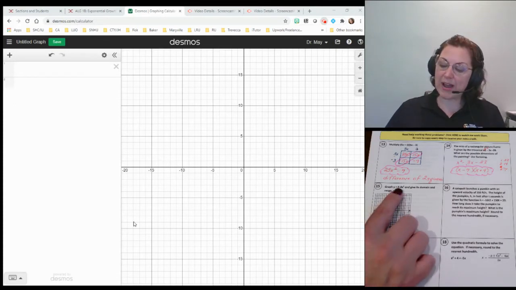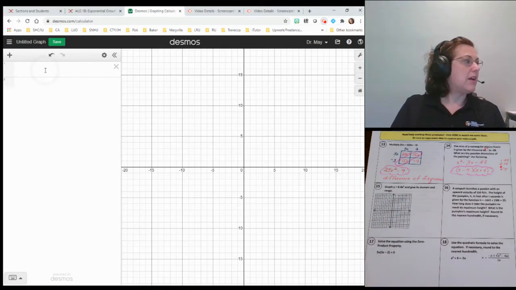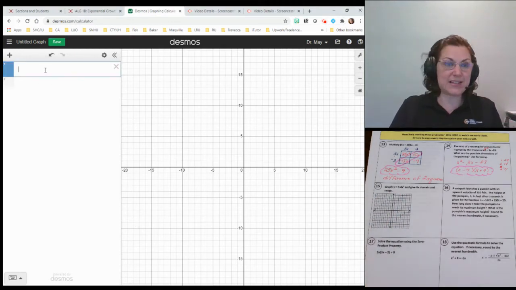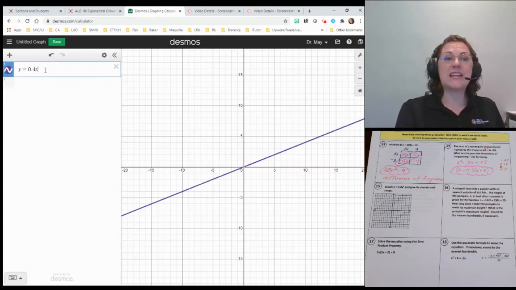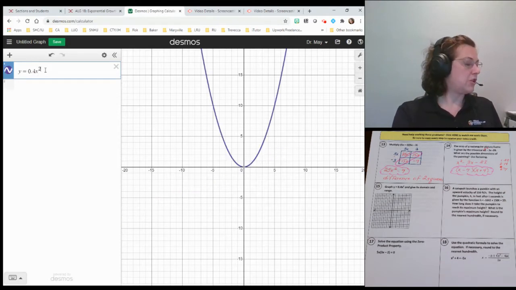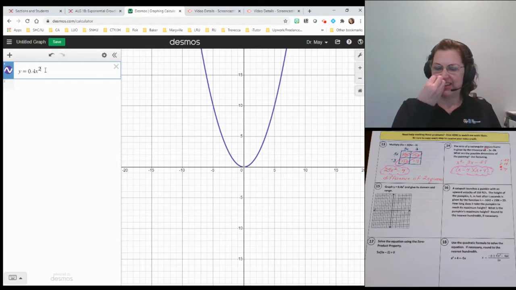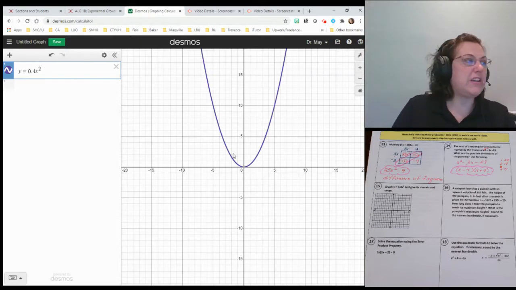And I'm just going to graph this function, y equals 0.4x squared. It's really simple in Desmos. You just type it, y equals 0.4x. Now the caret is the shift 6 to get in that exponent, 2. And there it is.